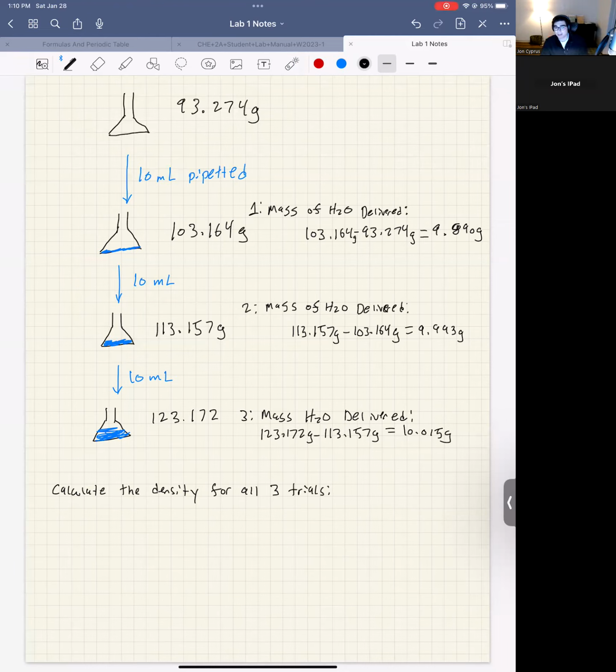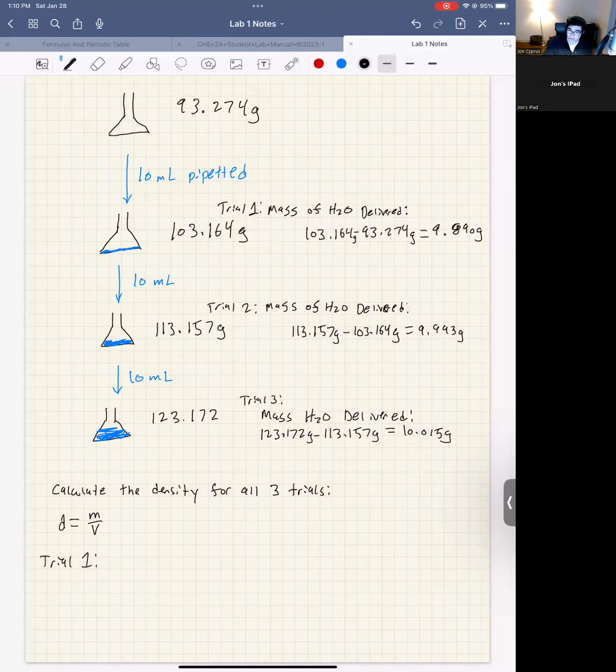Right? And then the way you're going to do that is with this formula: density is equal to mass over volume. So for trial one, right? And this is trial one. This is trial two. This is trial three.